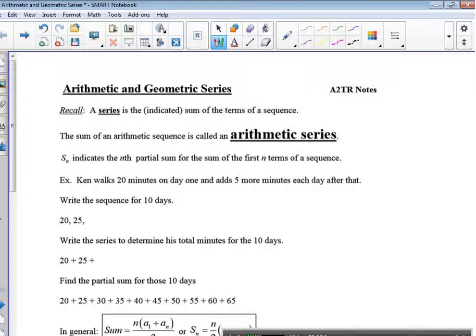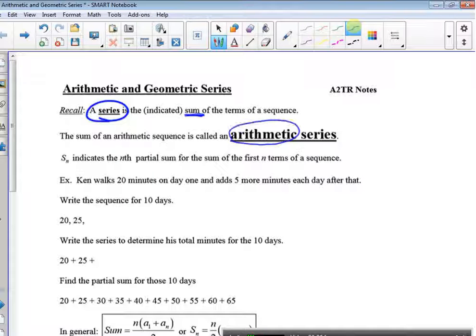Okay, today we're talking about arithmetic and geometric series. So remember, a series is when you take and you add the terms together. So it's a sum. It's not like the sequence with the commas. And when you add the sequences together, there are two series. One is called arithmetic, and the other is geometric.